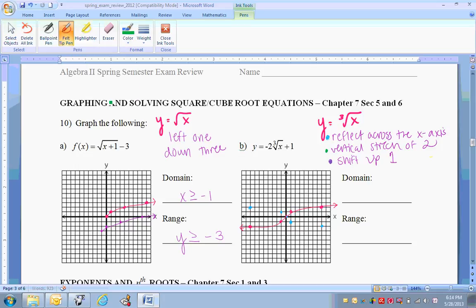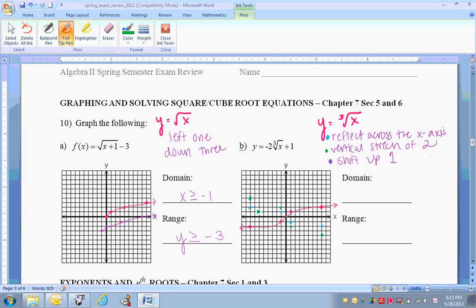Now let's do our vertical stretch of 2. This one is 2 away from the x-axis, so now I need to make it 4 away. This one's 1 away from the x-axis, so I'm going to make it 2 away. This one stays the same because it's at 0. That one is going to become 2 away, and this one's going to become 4 away.